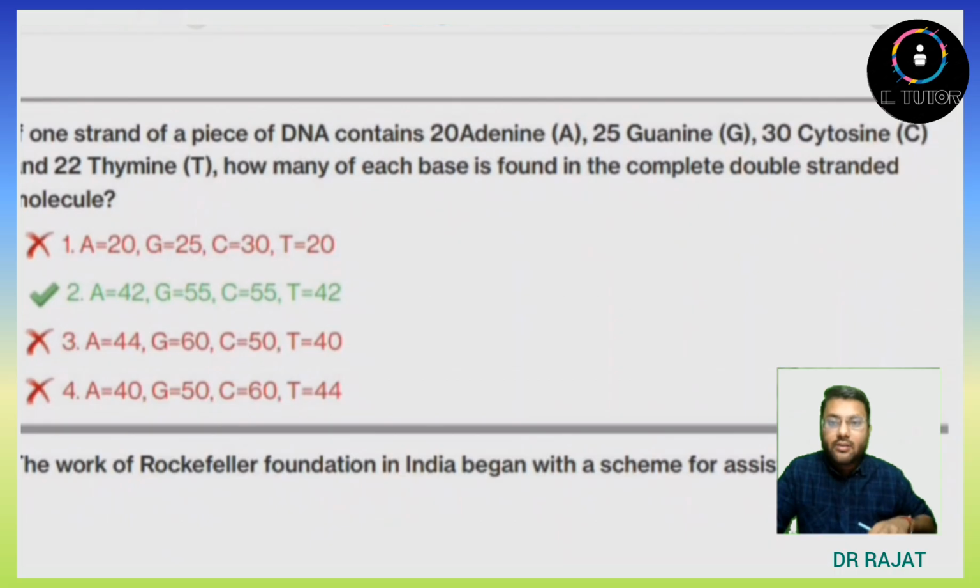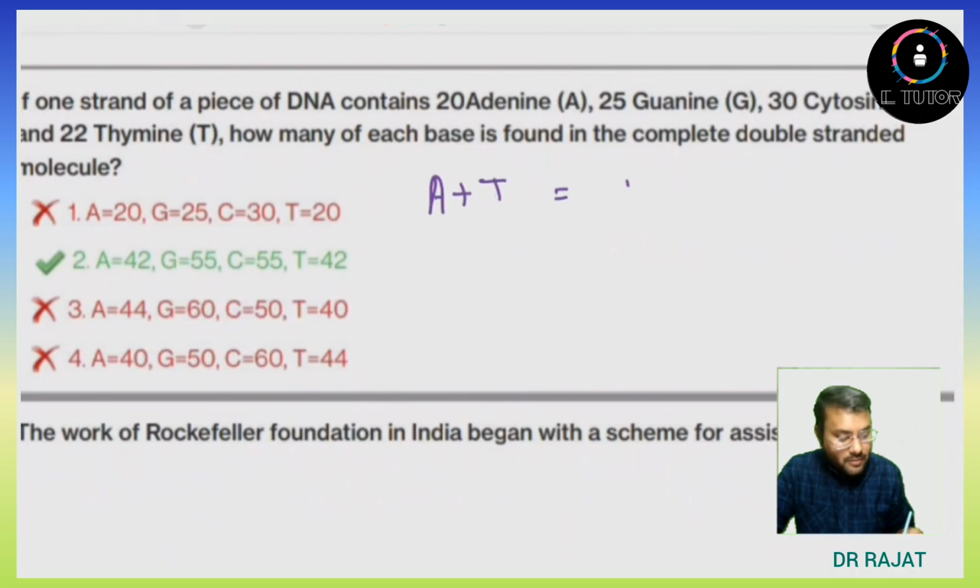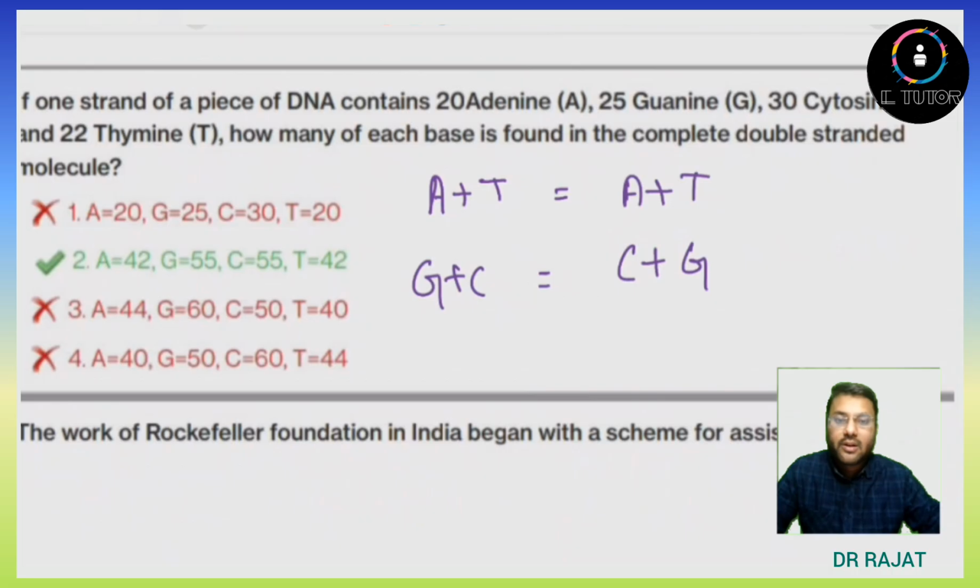If one strand of a piece of DNA contains 20 adenine, 25 guanine, 30 cytosine, and 22 thymine, how many base pairs? How many of each base is found in the complete double stranded molecule? So we know that A plus T should be equal to A plus T, and G plus C should be equal to G plus C. So after calculating this, answer will be option number B, that A should be 42 and G should be 55, C should be 55 and T should be 42.